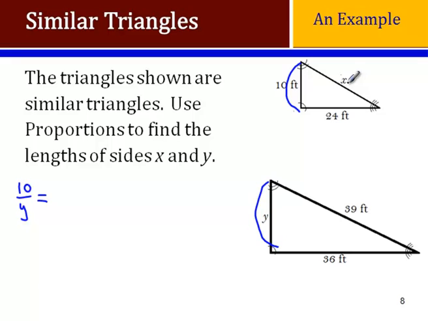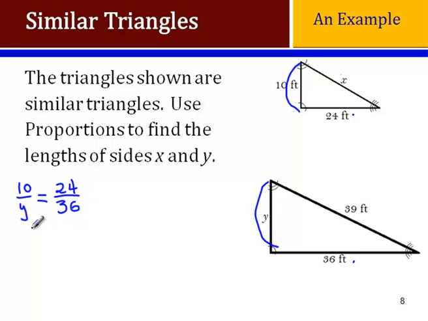And I have a choice here. X is to 39, but that would give me two variables in this equation. So instead, I'm going to pick the 24 and the 36. So 10 over y equals 24 over 36. So this is a proportion because we have these two ratios that are equal to each other.